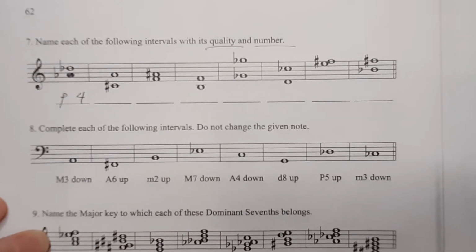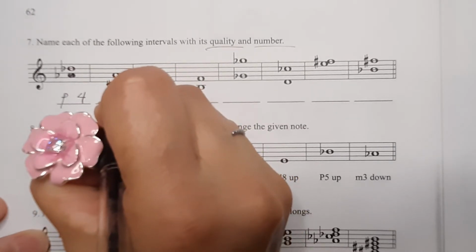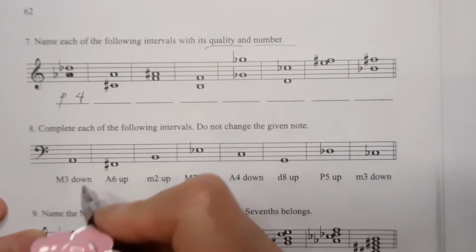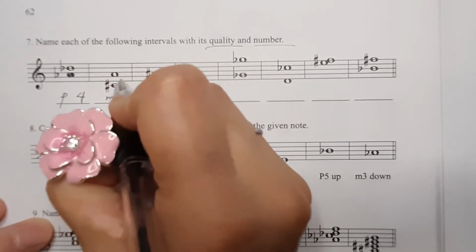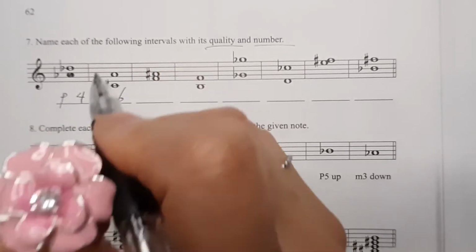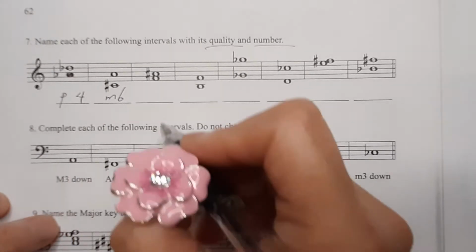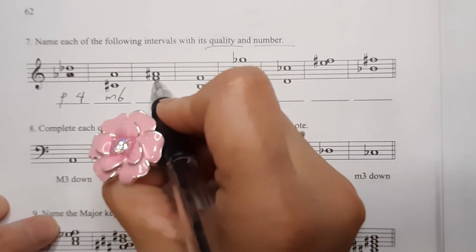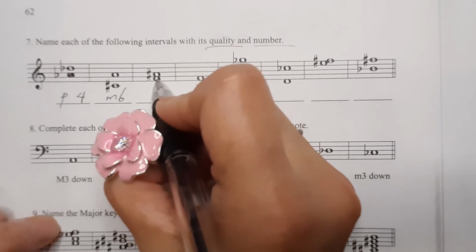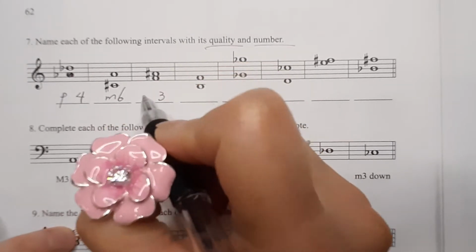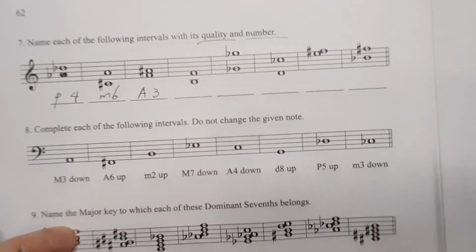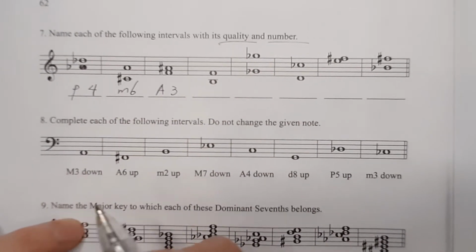Next one. Now, C sharp. In the key of C sharp major, we have all 7 sharps. But you don't have A sharp, right? So this is minor 6. C to A is 6. Now it's some kind of 3. Now, in the key of F major, there's only 1 flat. There's A natural, right? But it's raised. Then it's not major, but augmented 3. Right? Okay, next one.